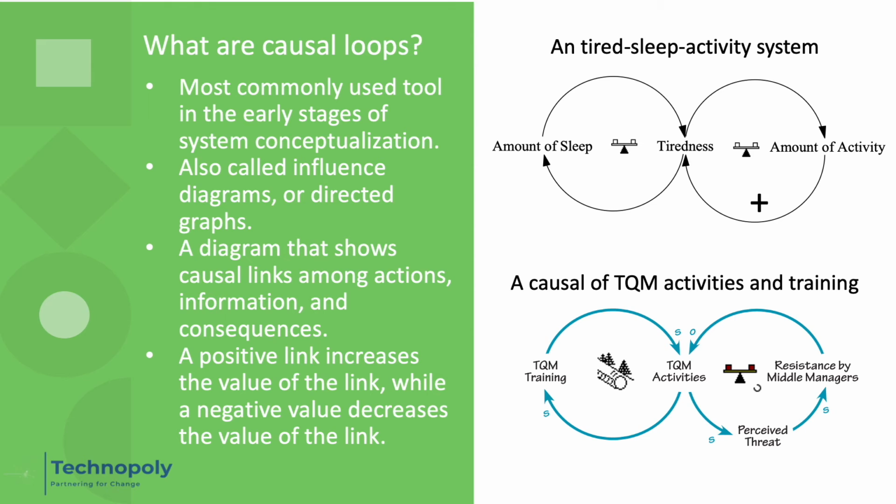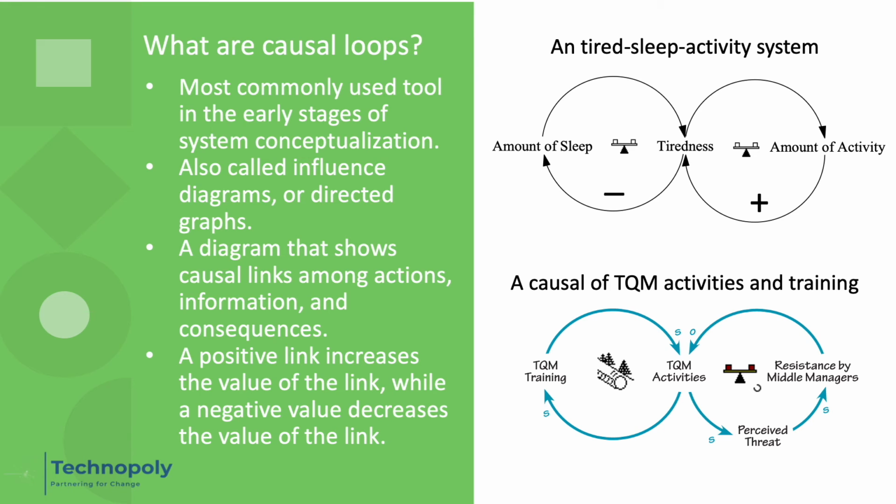So something more tricky. The amount of sleep you have means that you are less tired. The less tired you are, the less sleep you have. And then eventually it goes back to a negative feedback loop. However, being less tired means that I can now do more activity. And the more activities I do, eventually I get tired. So you now have two balancing loops that make the tired-sleep-activity system a bit more complicated to understand.